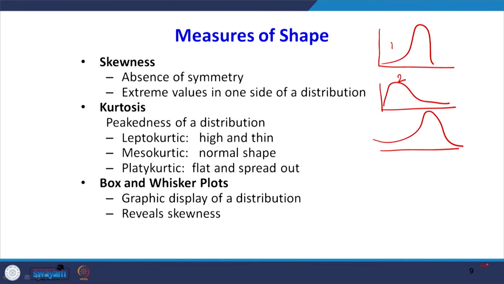Next is kurtosis, which is the peakedness of the distribution. There are three types: leptokurtic, mesokurtic, and platykurtic. Leptokurtic means high and thin, it will be like this.